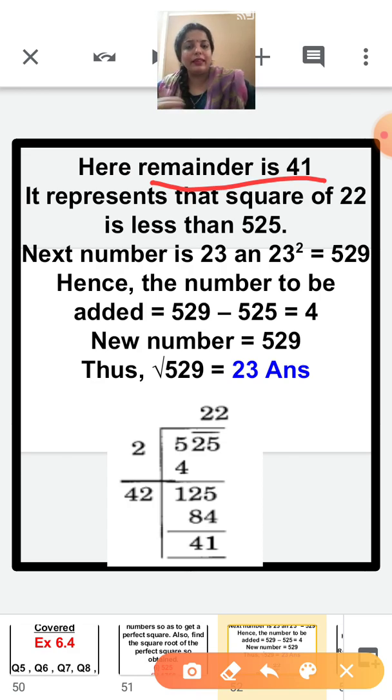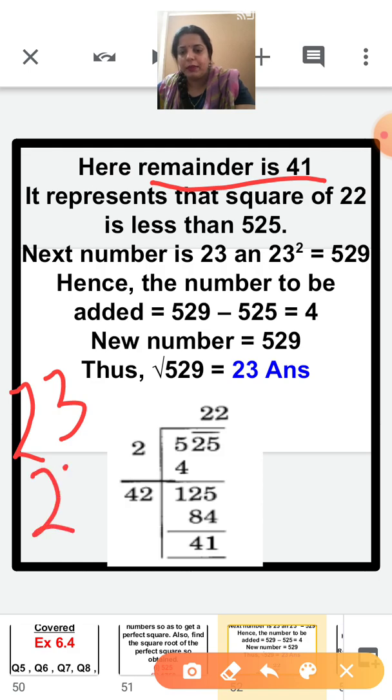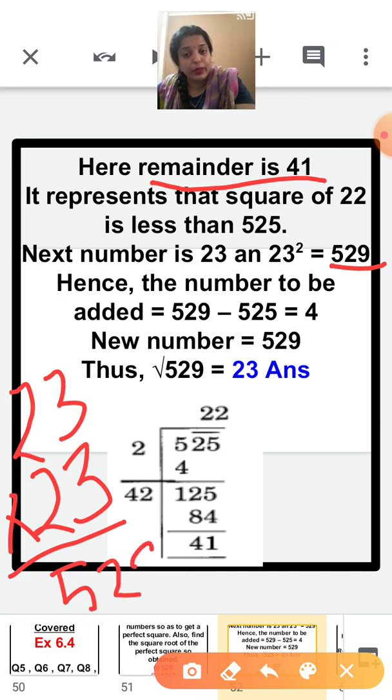Okay, so let's try the next number. Try to find out the next number's square. See, 22 is not satisfying us, so let's try with 23. 23 multiplied by 23, after solving, you will get 529.